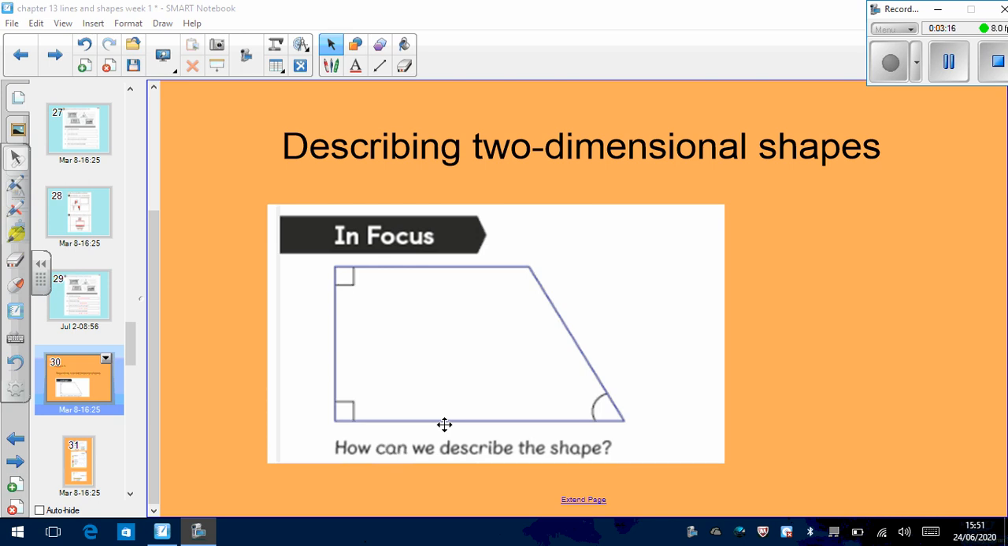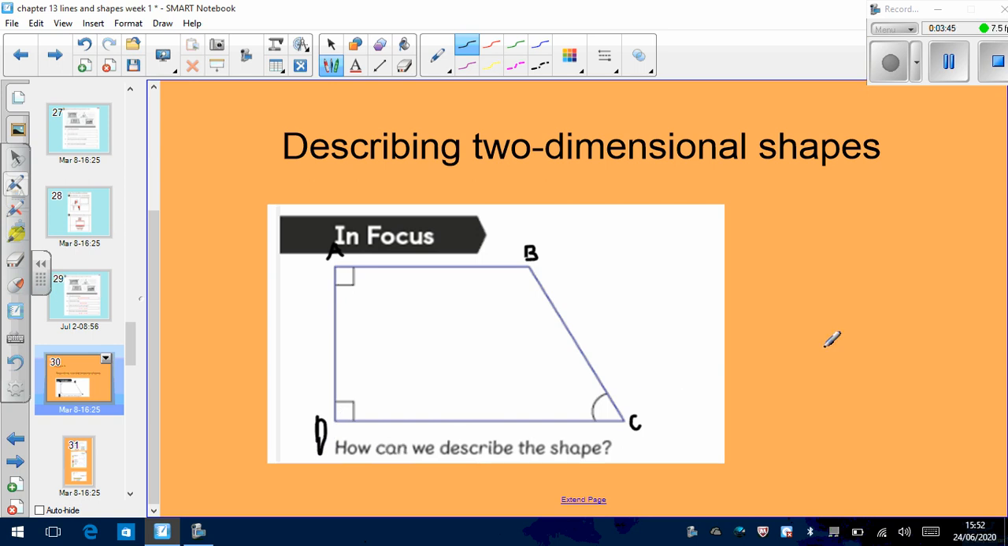What else? Can we use some of the language from last week? Let's call this line AB, and this line BC, and this line DC. Okay. Fraser, tell me something about our lines.